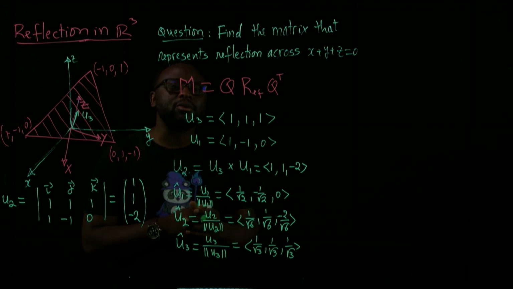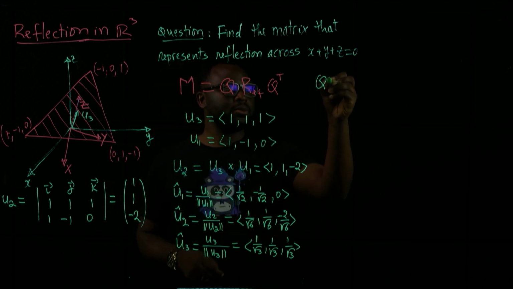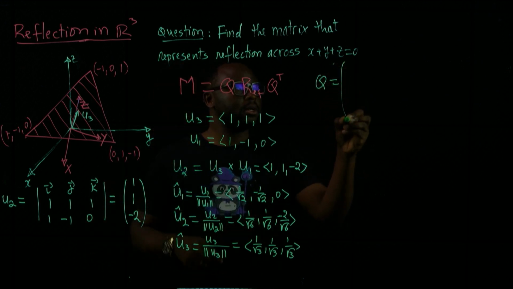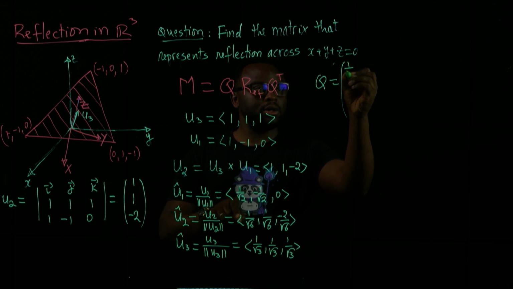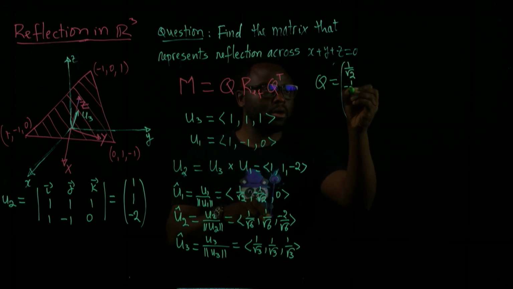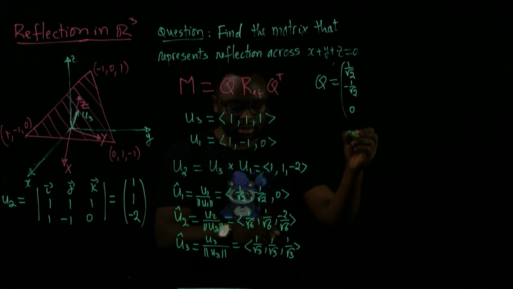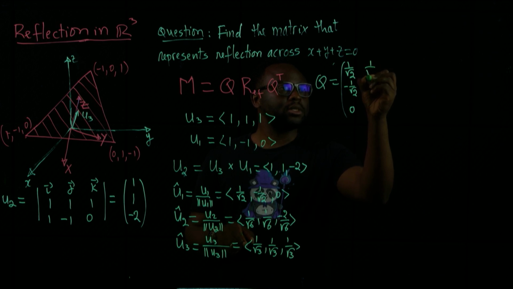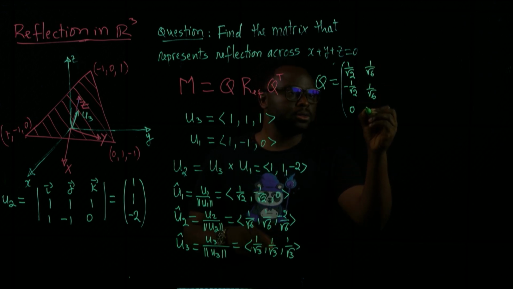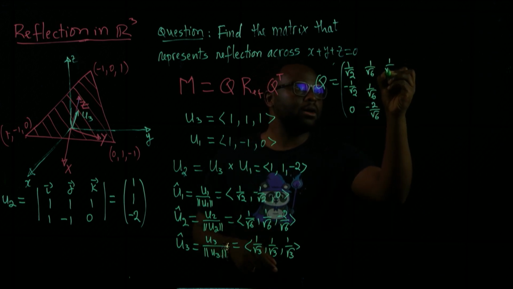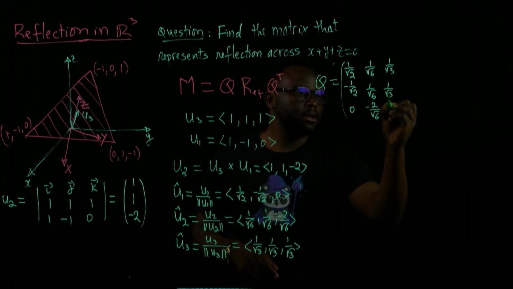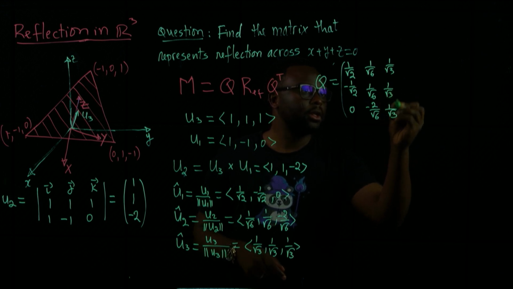Let's then build the matrix Q. If we start with the first component, u1, 1 over root 2, minus 1 over root 2 and 0. Second vector is 1 over root 6, 1 over root 6 and minus 2 over root 6, and 1 over root 3, 1 over root 3 and 1 over root 3.